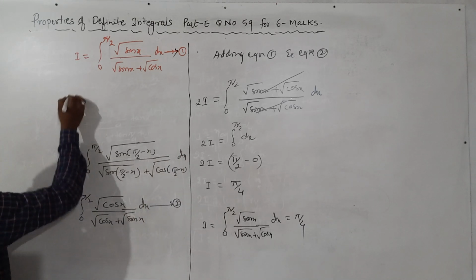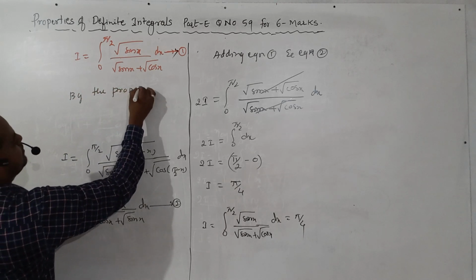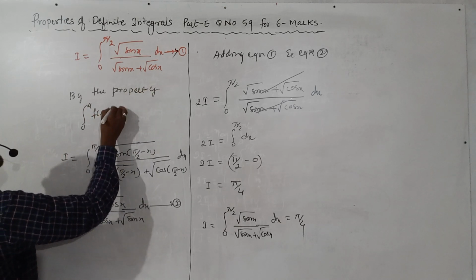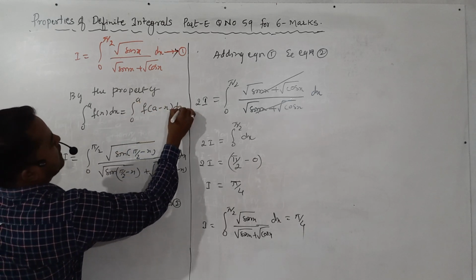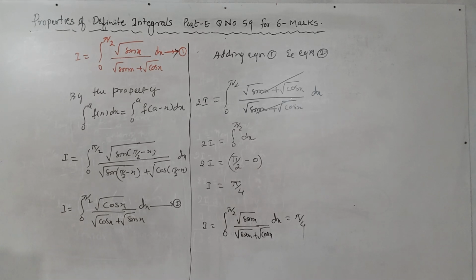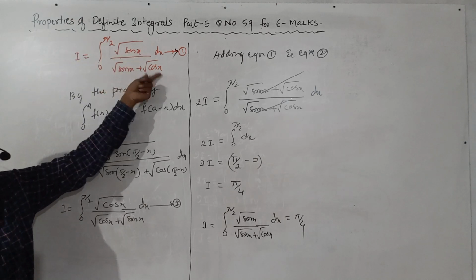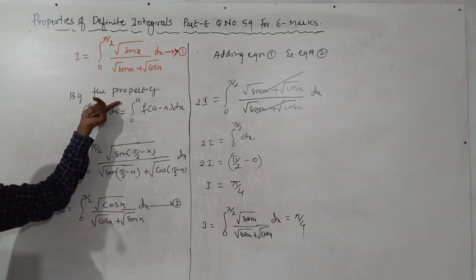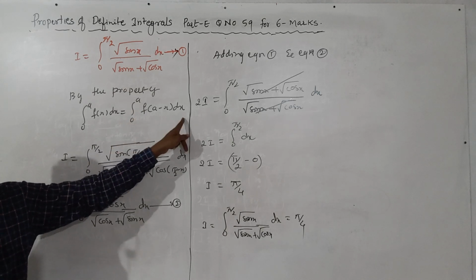Yes. Now by the property, integration of 0 to a f of x dx is equal to integration of 0 to a f of a minus x dx. See here, I is equal to integral 0 to 5 by 2 of root sin x divided by root sin x plus root cos x dx. Call this equation 1. By the property we have already proved, integration of 0 to a f of x dx is equal to integration of 0 to a f of a minus x dx.